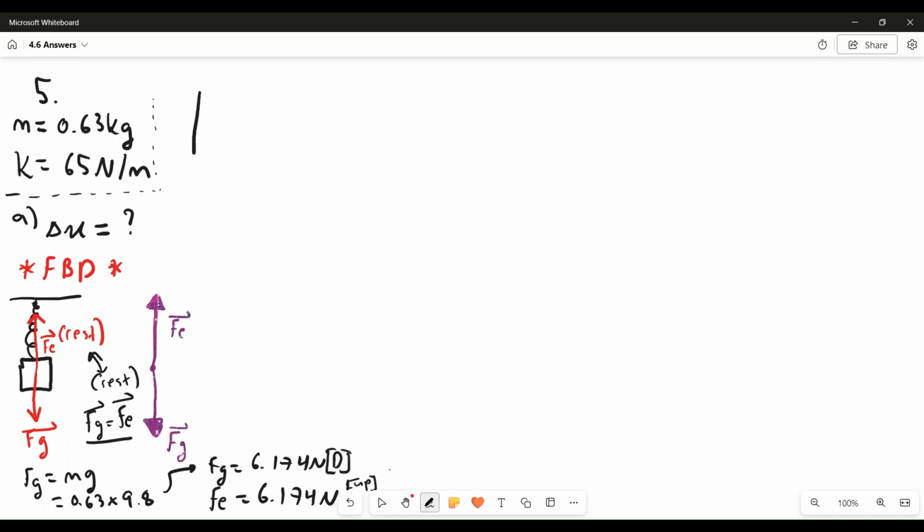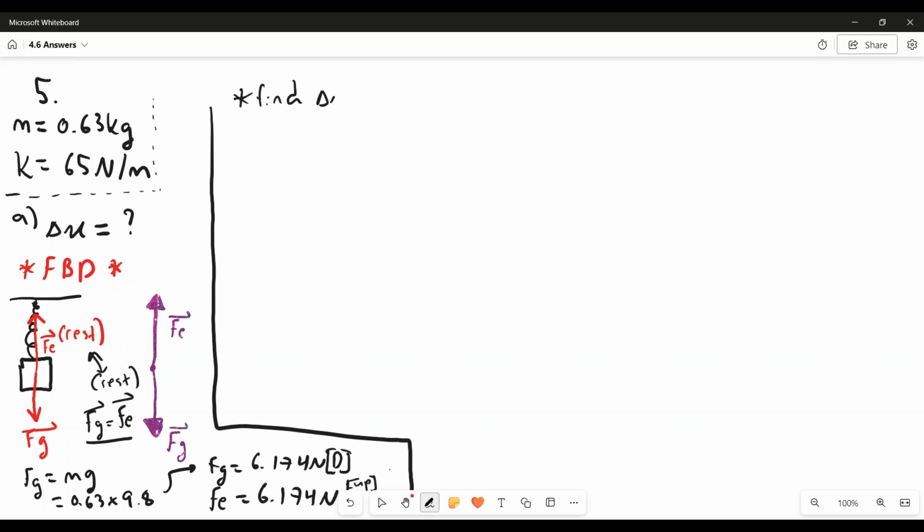So now that we got that out of the way, we can solve this question a little bit better. I'll just draw a little divider here to help organize things. Now we need to find the distance that it's being stretched. So if we look back at this diagram over here, we're finding this distance that it's being stretched. What is that distance? Well, we can use the equation elastic force is equal to the spring constant times the distance being stretched.